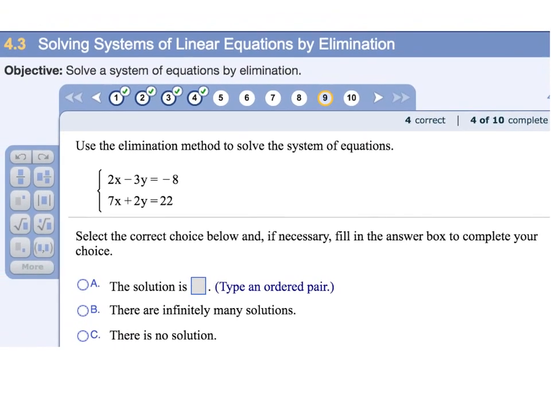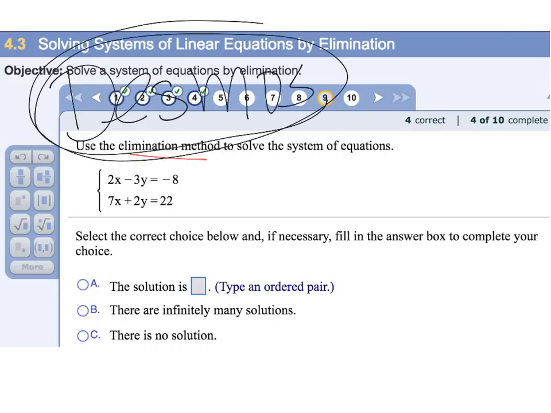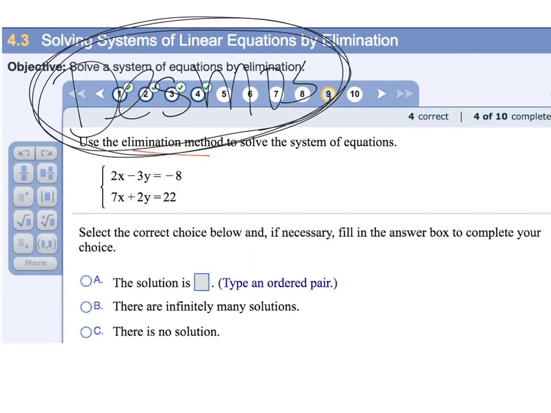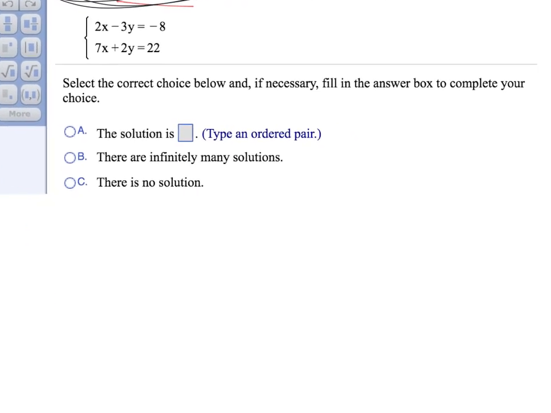All right, so again, we are doing the elimination method, and again, heads up, please try and use Desmos first, because Desmos might give you the answer straight up without having to do any algebra whatsoever. But I'm going to show you the algebra anyway.